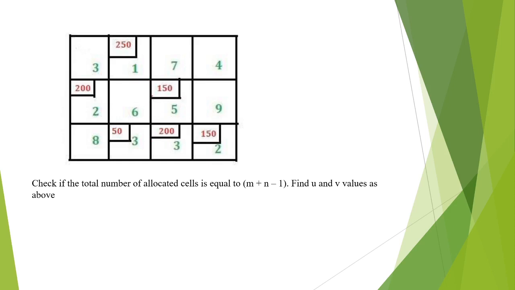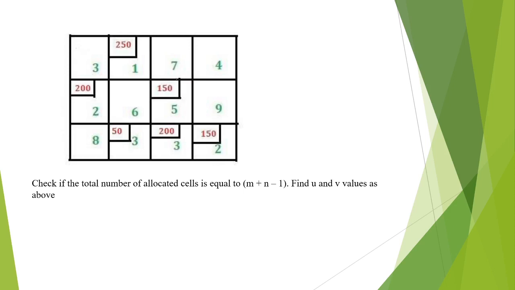Now again we will find v1. This is the new solution. So again we will find u1, u2, u3, v1, v2, v3, v4. So the values are u1 equal to 0, minus 2. Sorry, this is an allocated cell, 0, 1, 1. And similarly we can find the rest.